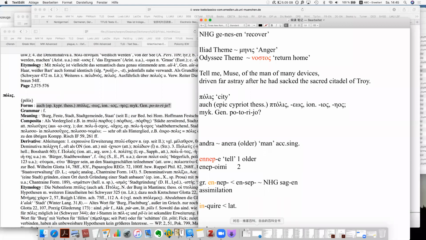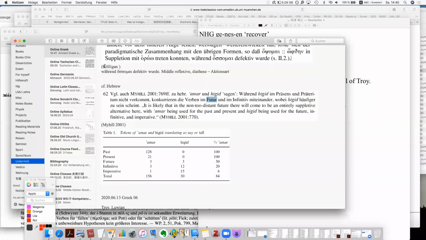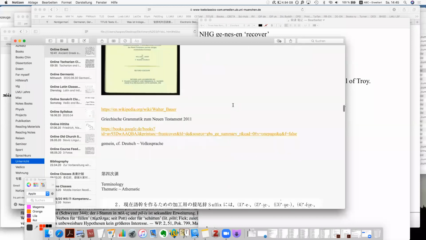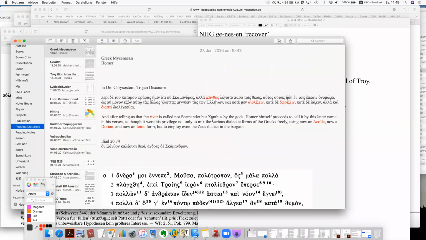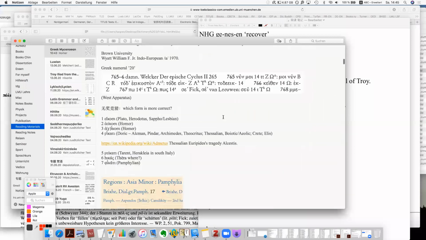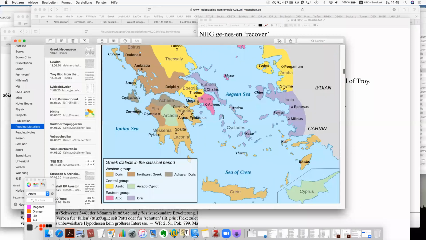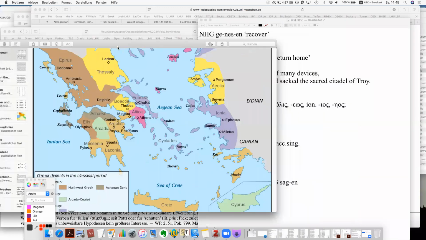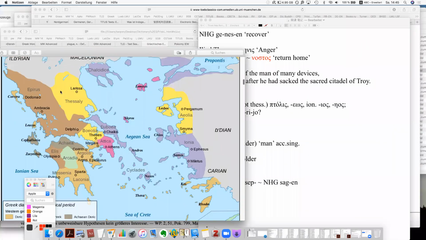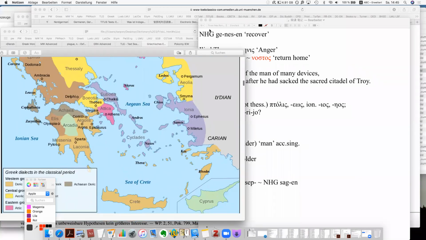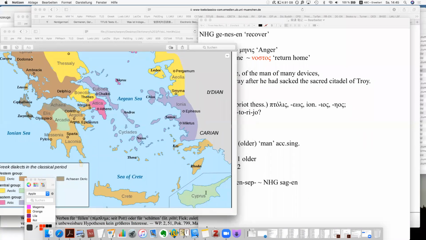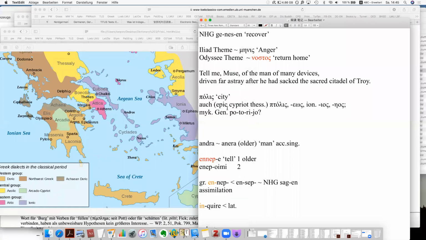Thessaly is actually... I think I can show you the map. Okay, so this is a map. So this is Thessaly, right? And this is Cyprus. Cyprus is here, right? And in Cyprus or in Thessaly, we have the form called ptolis.